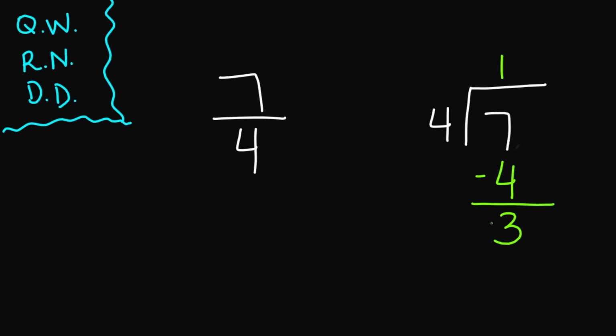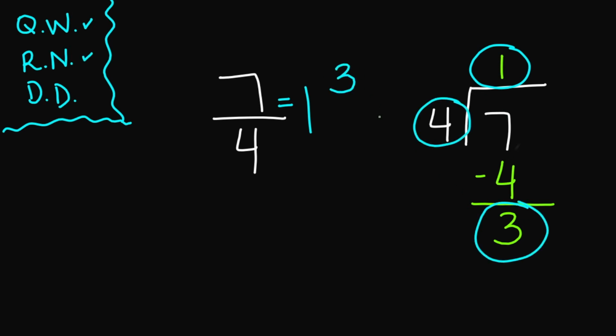So let's go ahead and convert this over. So we have our quotient, which is going to be the whole number. Next, you have your remainder, which is your numerator. And then you have your divisor, which is your denominator. So your final answer is 1 3/4.